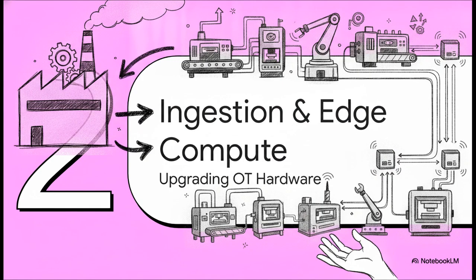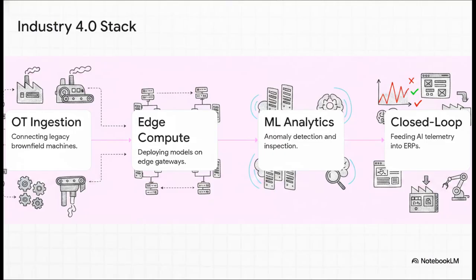Moving into Section 2, ingestion and edge compute, where we'll look at upgrading the OT hardware layer. This is where we really get our hands dirty with the base hardware, figuring out how to extract data from brownfield machines that, honestly, were never designed to talk to a network.